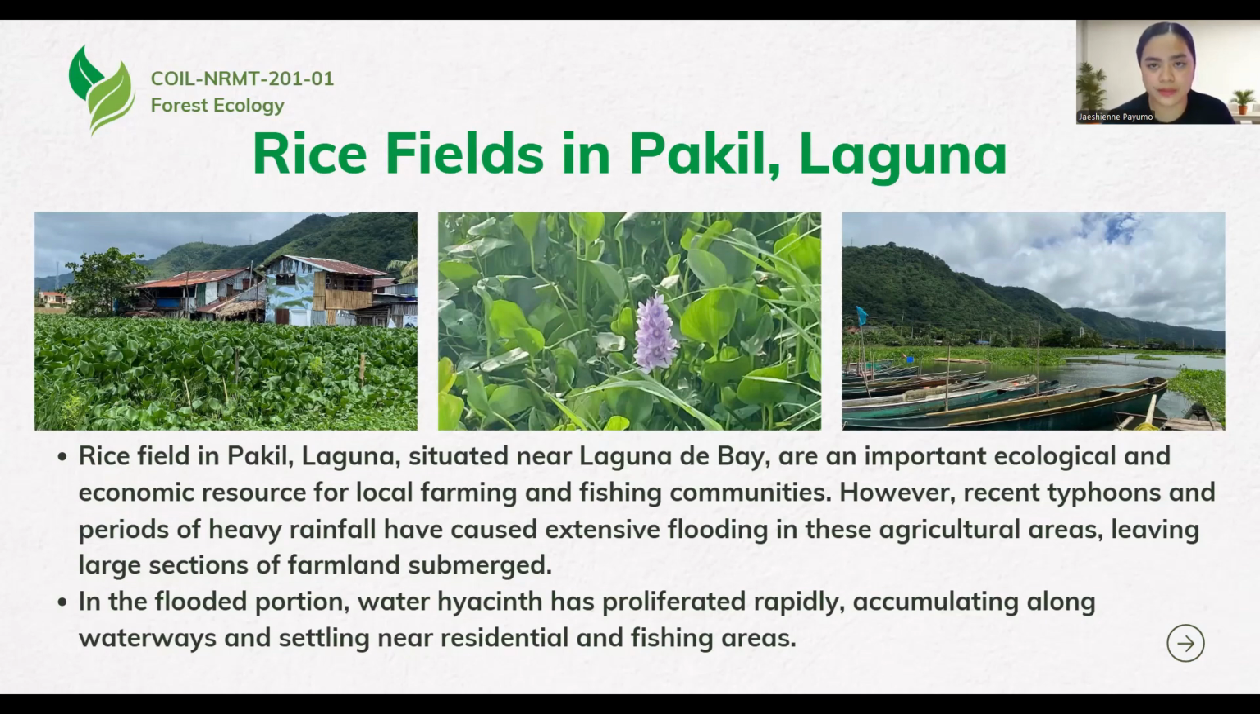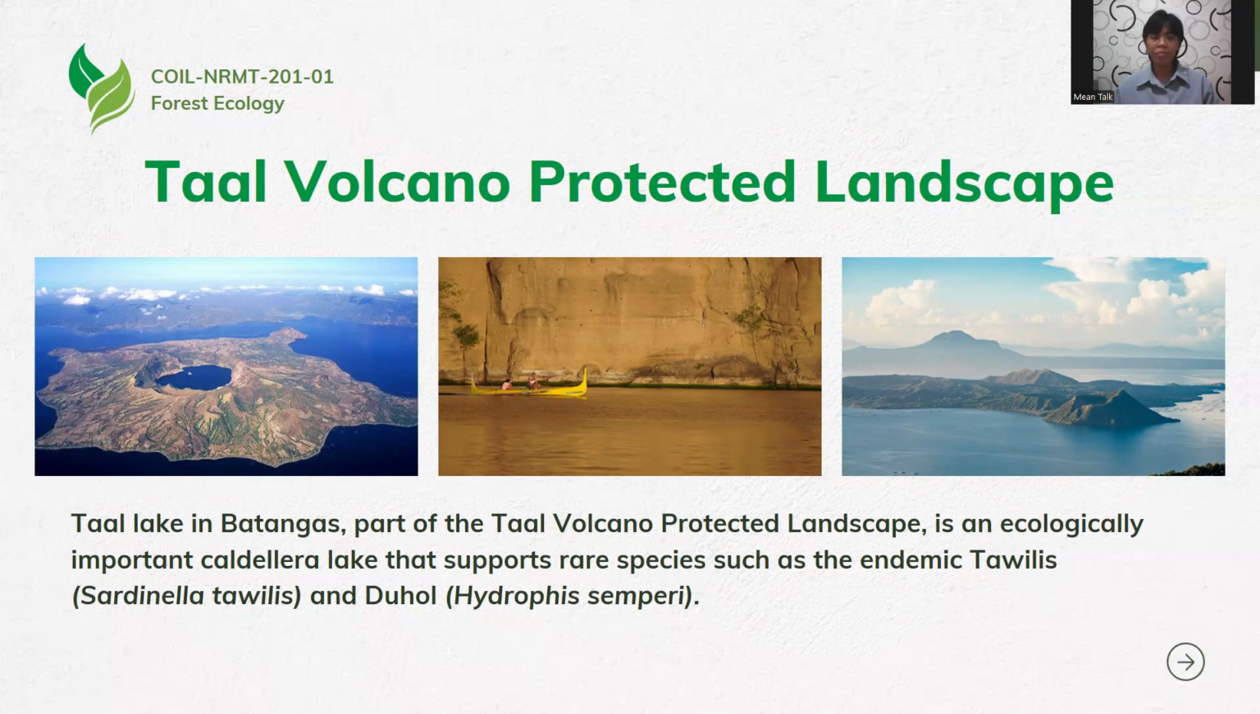balance and community well-being. Taal Lake, located in Batangas Province, Philippines, is a unique volcanic crater lake spanning 24,256.4 hectares and forming part of the Taal Volcano Protected Landscape. This protected area provides critical ecological and economic resources while supporting diverse aquatic life, including endemic species like the Tawilis sardine, Sardinella tawilis, and the dusky sea snake, Hydrophis semperi, essential for regional biodiversity conservation.